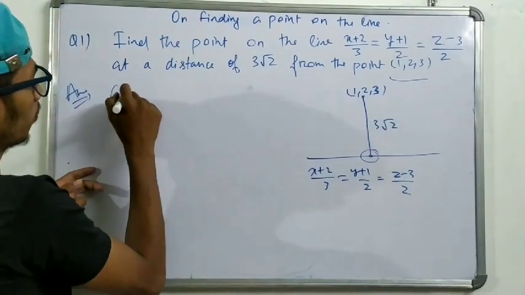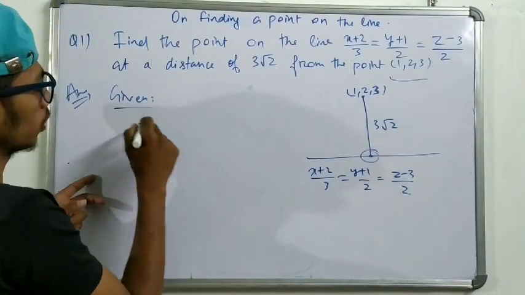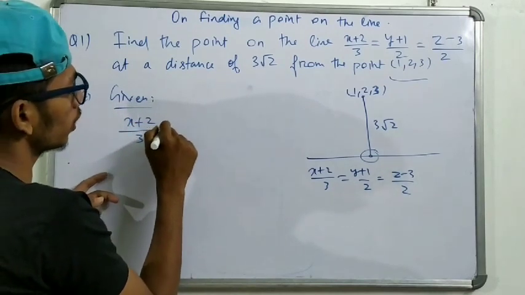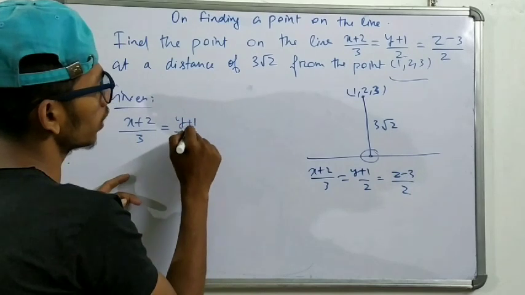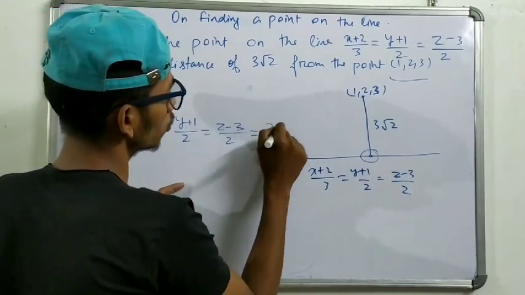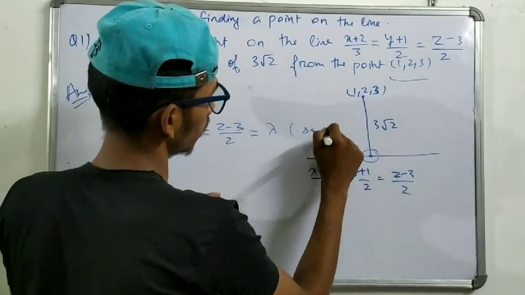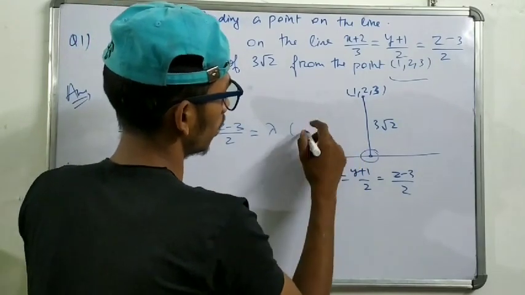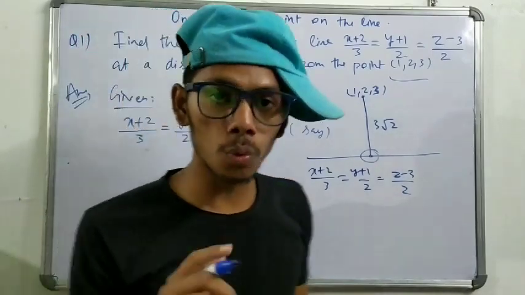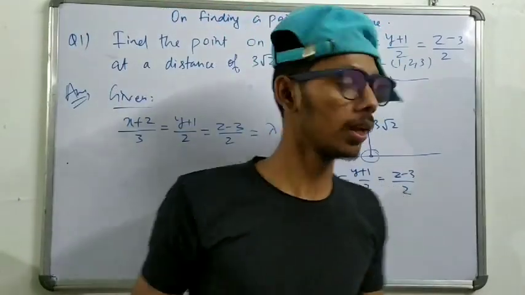So what is the given part? Given is my line equation: (x plus 2) by 3 is equal to (y plus 1) by 2, and (z minus 3) by 2 is equal to some lambda. We'll take some lambda. Again I'm telling you, if you haven't watched my previous lectures, do watch those lectures first, then only you can understand this.